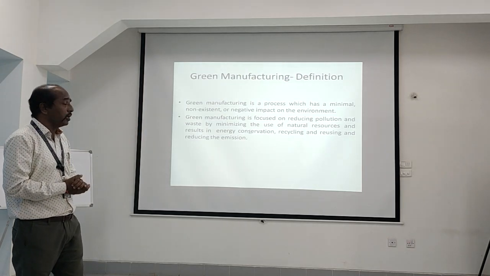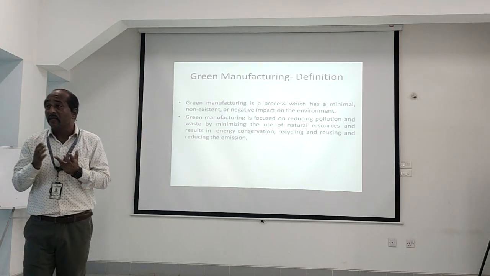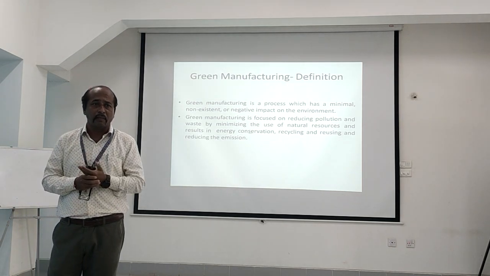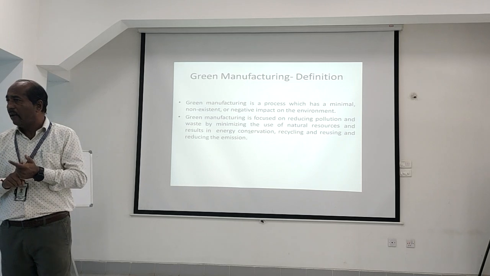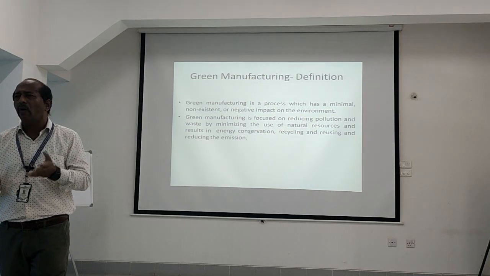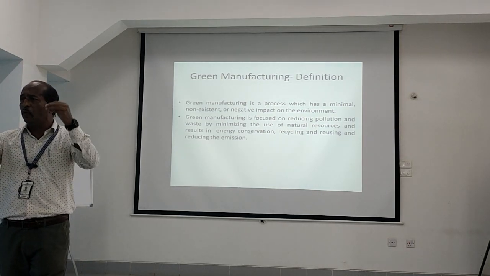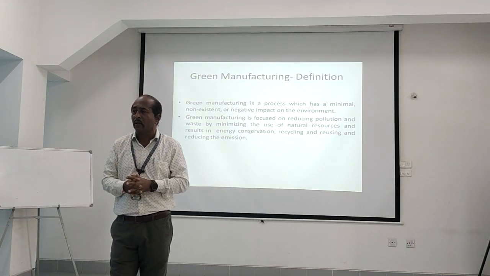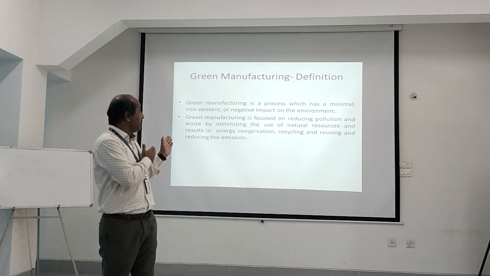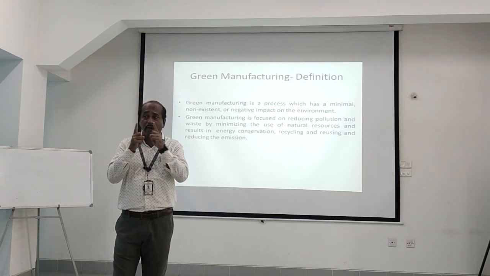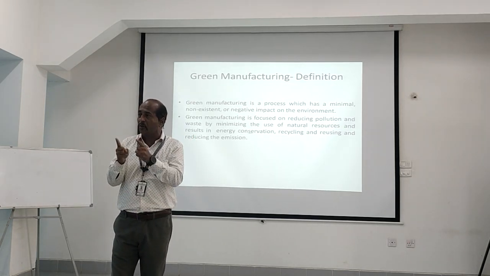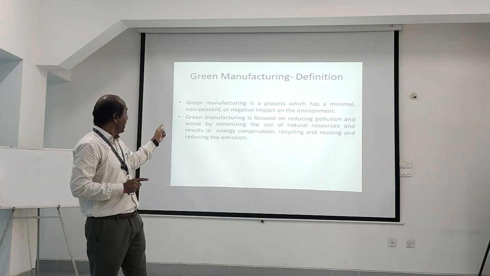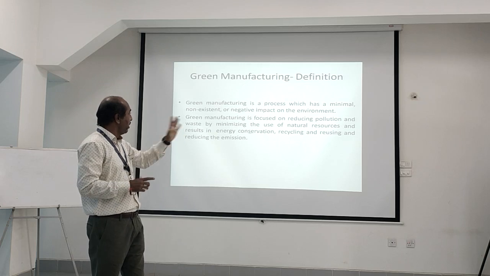Green manufacturing focuses on reducing pollution and conserving natural resources. That is very important. What are natural resources? Coal, oil, natural gas, soil: whatever humans use is a natural resource. So green manufacturing takes into consideration conservation and minimization of the use of natural resources, and at the same time results in energy conservation, recycling and reuse.